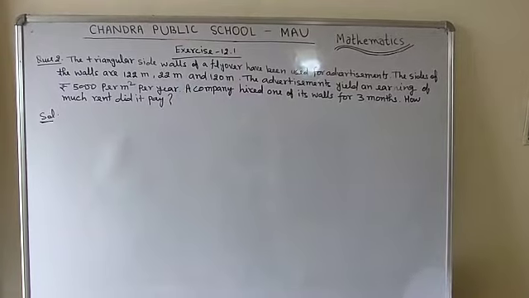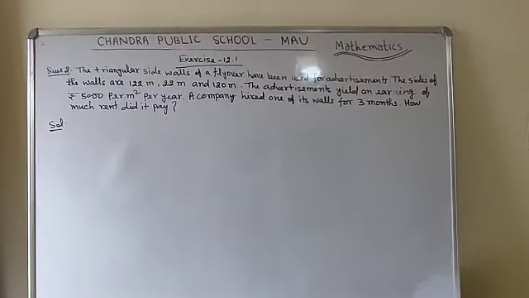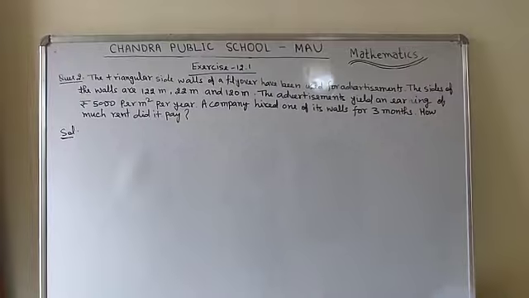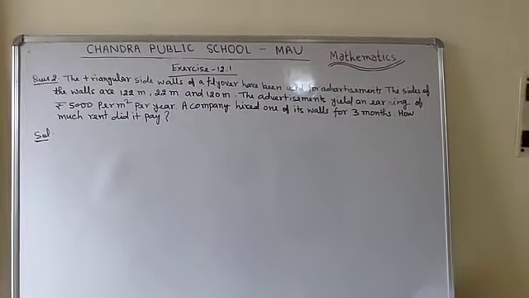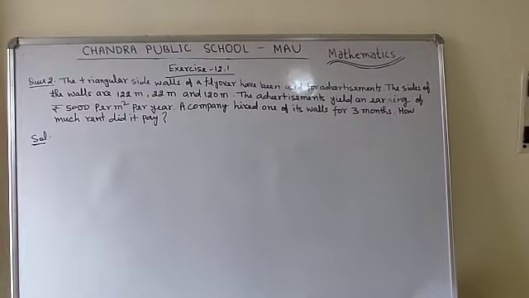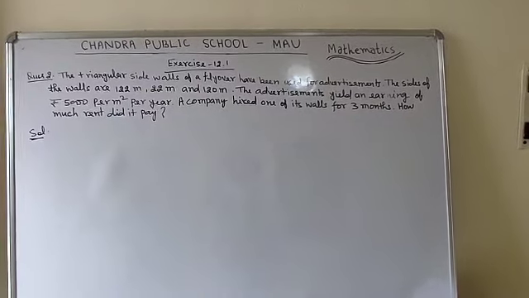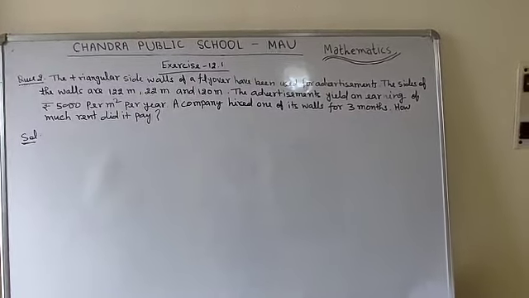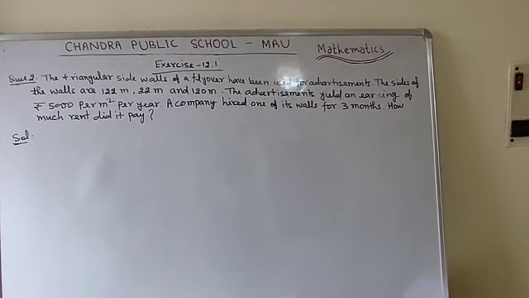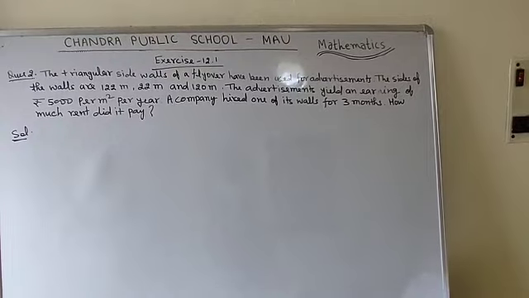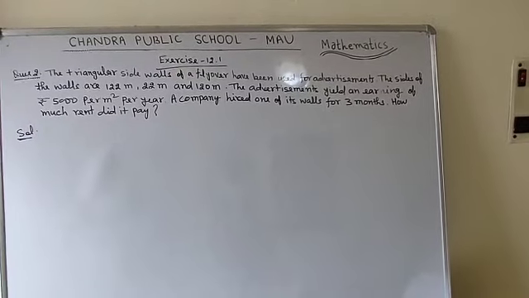Now students, here I have written question number second. The triangular side walls of a flyover have been used for advertisement. The sides of the walls are 122 meter, 22 meter and 120 meter. The advertisements yield an earning of rupees 5,000 per meter square per year. A company hired one of its walls for 3 months. How much rent did it pay?